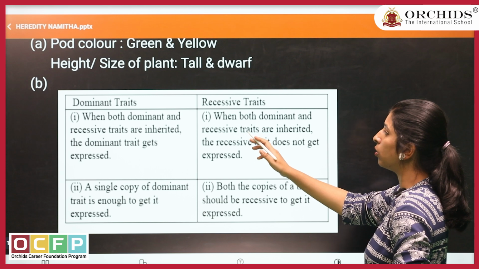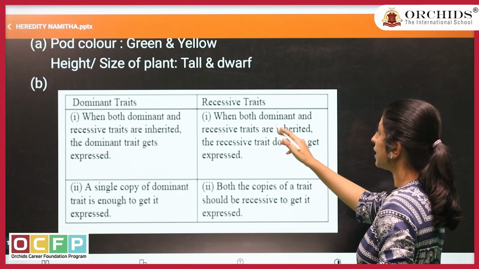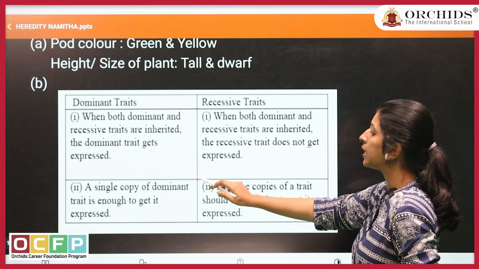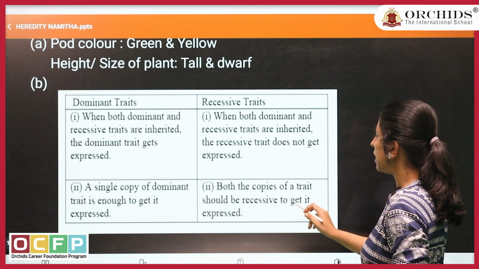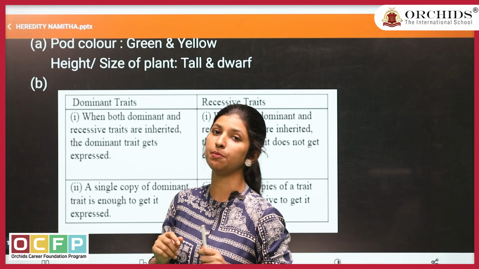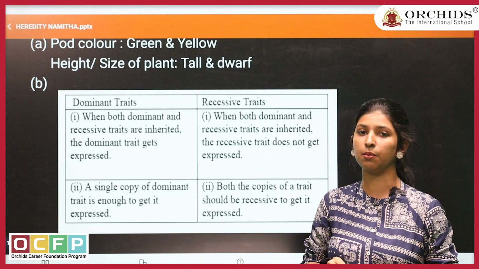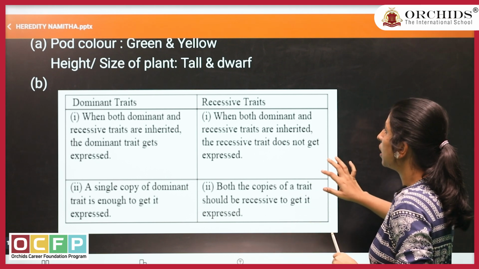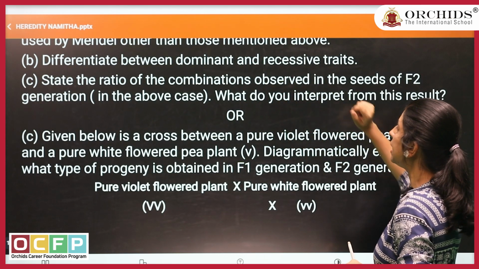Dominant trait: when both dominant and recessive traits are inherited, dominant trait gets expressed, and in recessive trait, when both dominant and recessive traits are inherited, the recessive trait does not get expressed. This is the first point to be mentioned, and the next point is a single copy of dominant trait is enough to get it expressed, whereas in recessive trait we need both the genes as the recessive to get expressed. These points are very important. Study it properly, differentiating between dominant trait and recessive trait, or at least one question based on dominant trait or recessive trait will be there in the board examinations. It's been repeated in continuous examinations of CBSE boards. So this is the answer for the B question. The B question was differentiating between dominant and recessive traits.